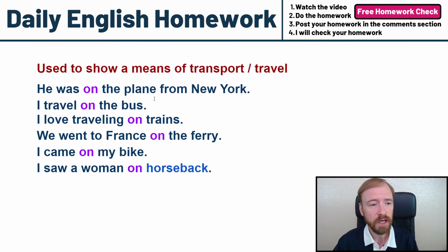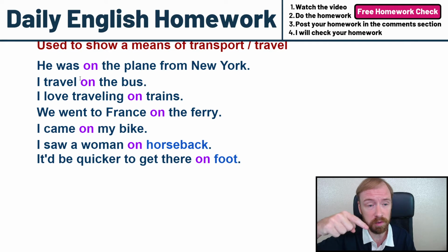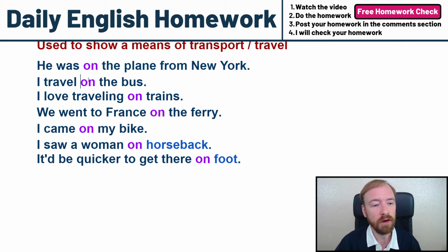All right, used to show a means of transport or travel. Very common way to use on. He was on the plane from New York. So we would not say he was in the plane from New York. We would say he's on the plane from New York, coming from New York. He's on the plane. And you can be on the bus.